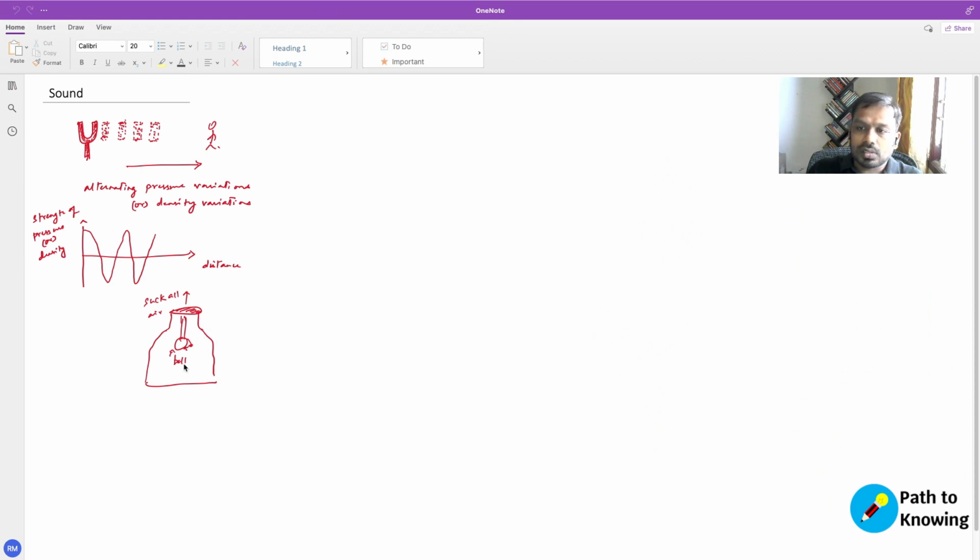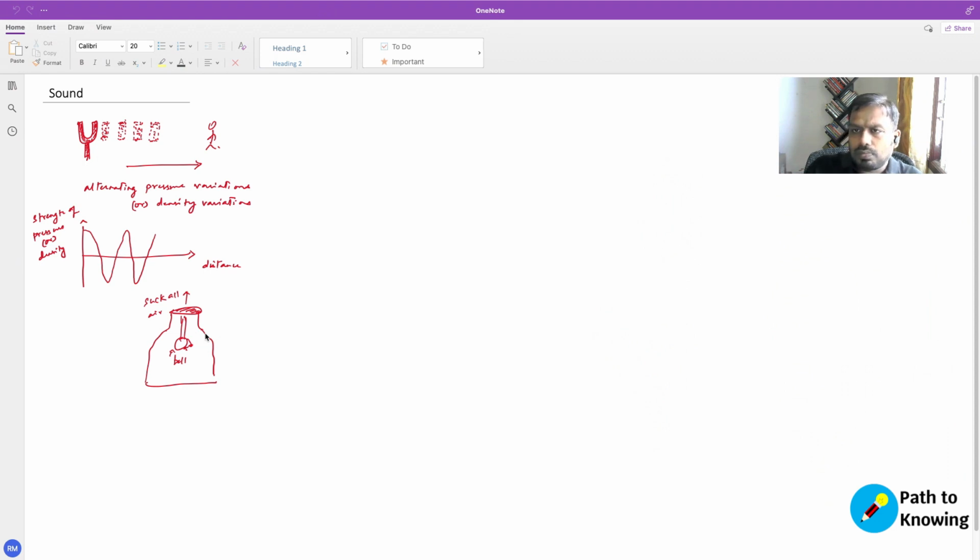When there is absolute vacuum, although this object vibrates, the sound that is generated is not going to reach the edge of the surface of the jar. So this is an interesting experiment you can try out, and it proves that sound needs a medium to actually propagate.